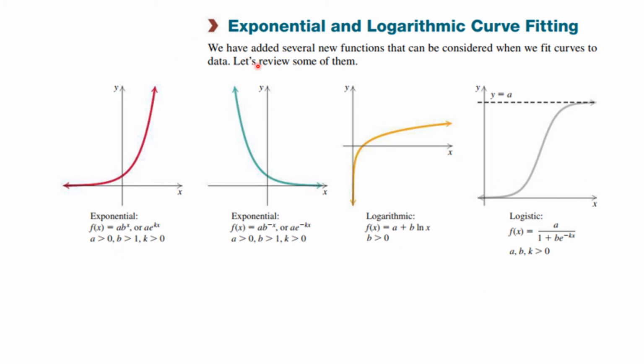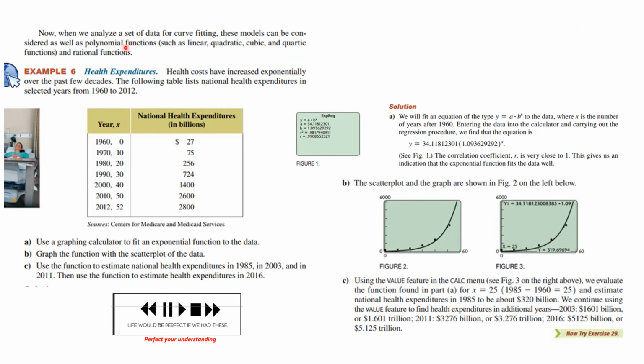We also talk about fitting curves because this is of interest, this is of interest, and this is of interest, and even this is of interest. So in fitting these curves, we can use our calculator function. And so in addition to polynomial models, we can now do logarithmic and exponential models, and your regression functions have these. So here health costs have increased exponentially over the past few decades. Here's some data. So we use a graphing calculator.